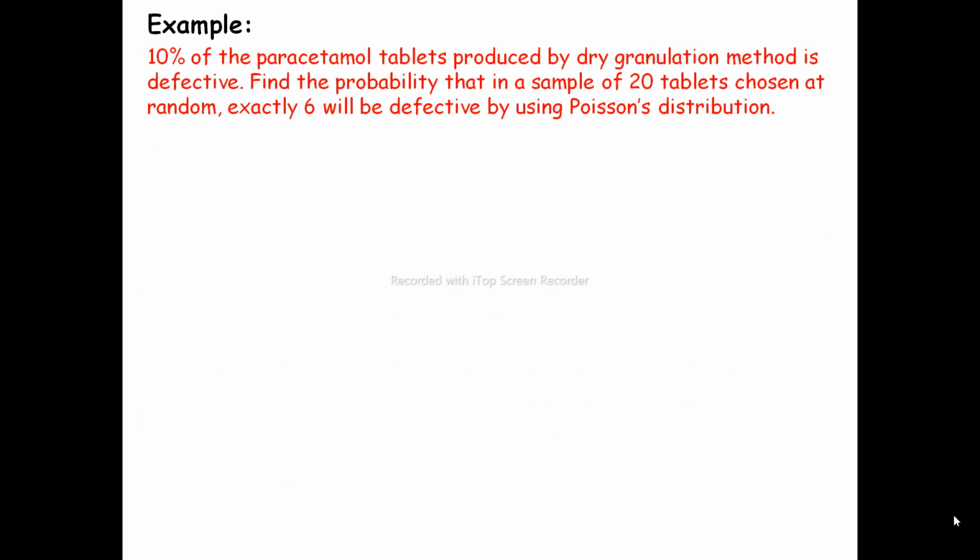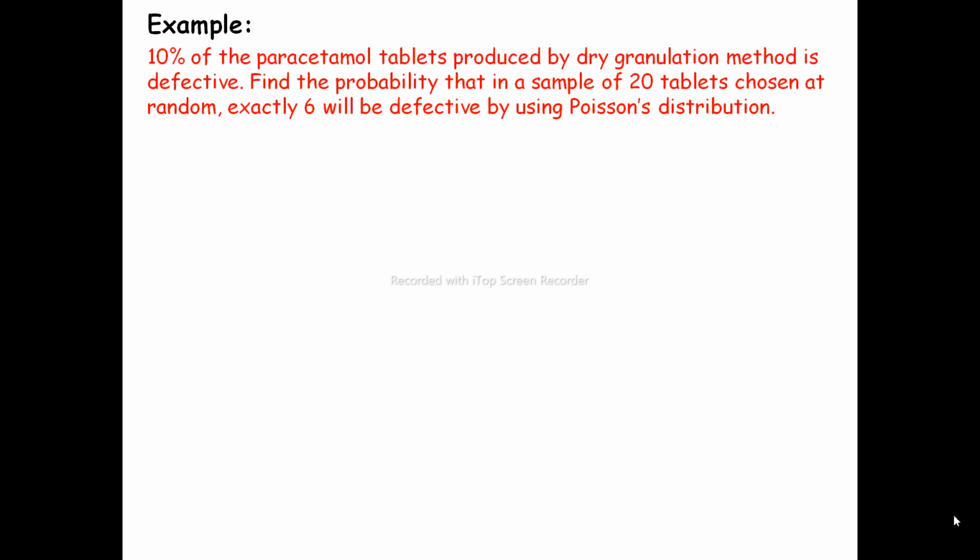10% of the paracetamol tablets produced by dry granulation method are defective. Find the probability that in a sample of 20 tablets chosen at random, exactly 6 will be defective by using Poisson's distribution. Okay, so here in the question itself it is written that we need to use Poisson's distribution. So what exactly is this question?